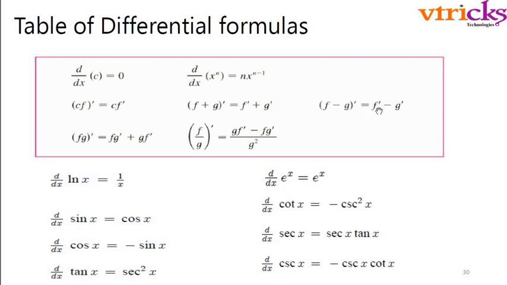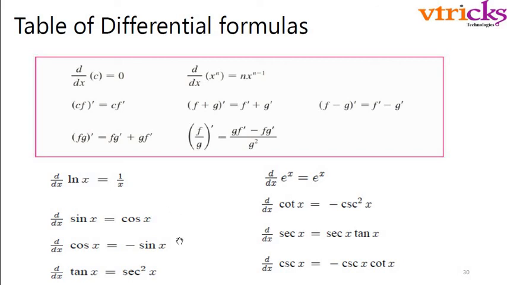(f minus g)' is f' minus g'. (fg)' is the derivative of the product of two functions. So this is the first function f into the derivative of the second, plus the second function g into the derivative of the first, f'. Likewise, we have also seen (f by g)'. This is over g square, the denominator square. Denominator times the differential of numerator minus numerator times the differential of denominator. So we have (g f' minus f g') by g square.